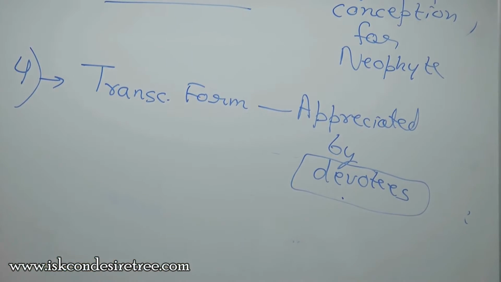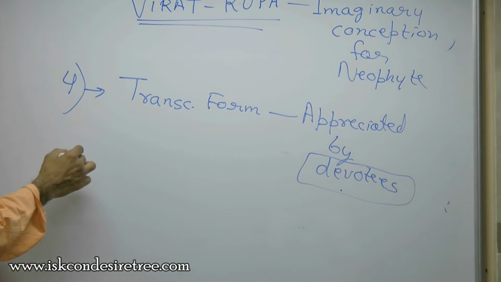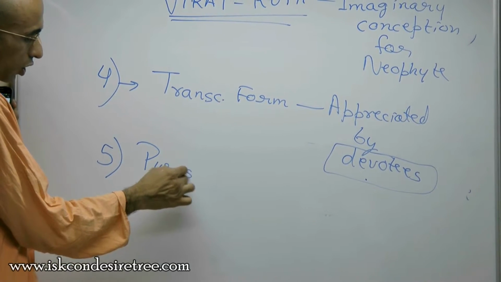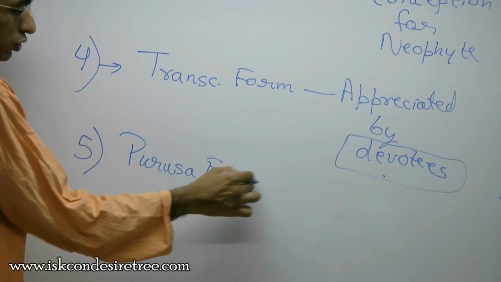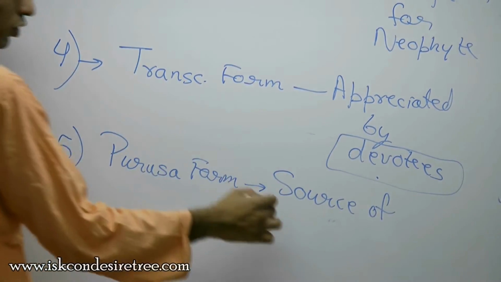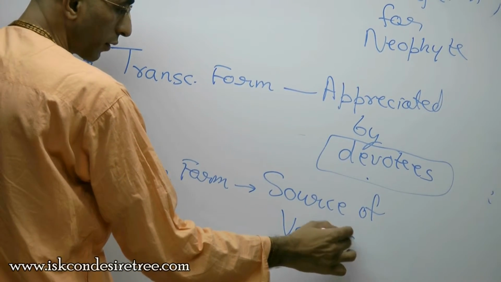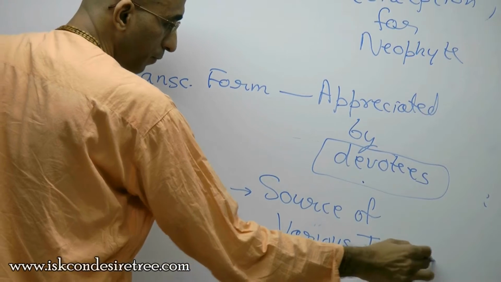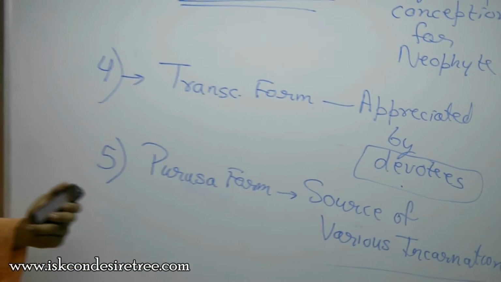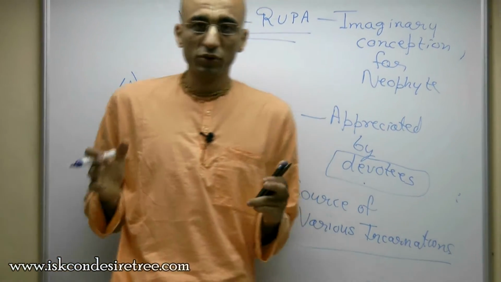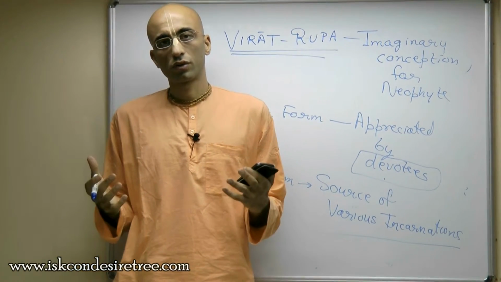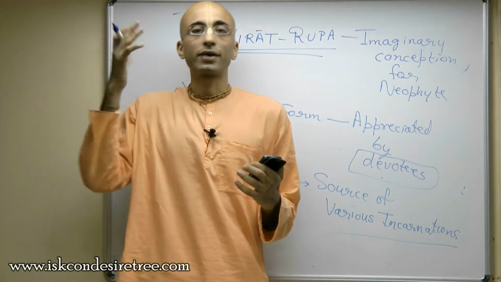Like many other chapters, this point is repeated here. And the fifth point says this Purusha form of the Lord is the source of various incarnations in the material cosmos. Of these many incarnations, the Lord personally takes the responsibility to reclaim all the fallen souls in the material world back home, back to Godhead.